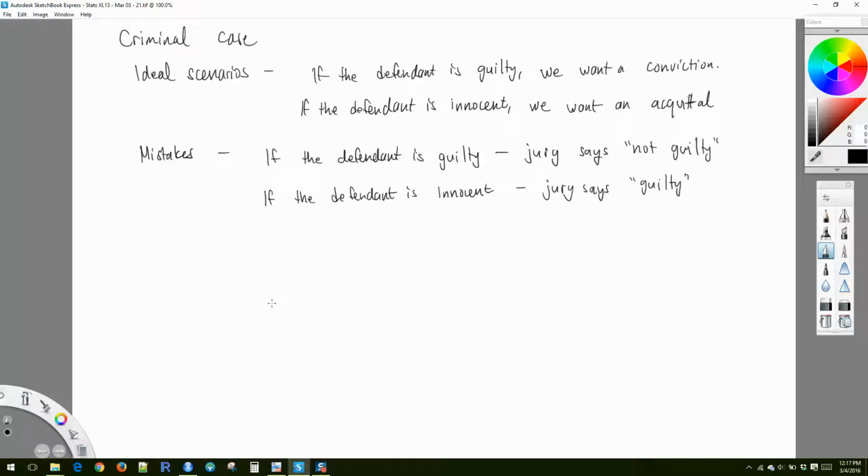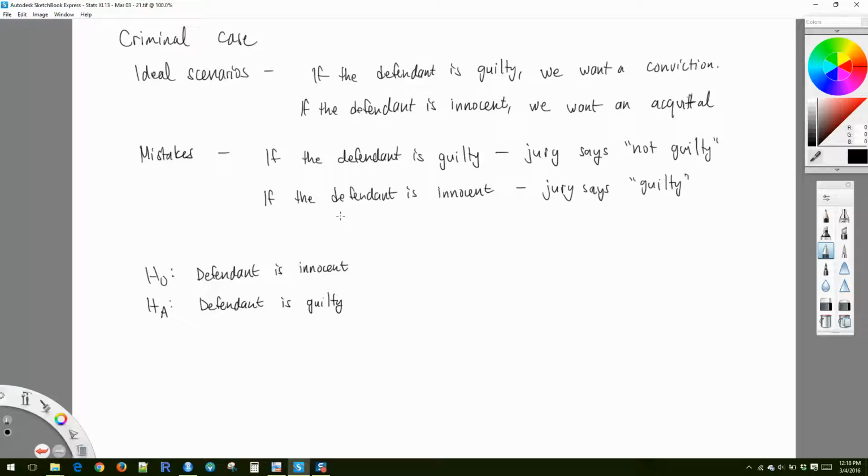So because we're supposed to operate under the presumption of innocence, is our null hypothesis that the defendant is innocent or that the defendant is guilty? Innocent, okay? So our null hypothesis is going to be that the defendant is innocent, and our alternative will be that the defendant is guilty. Okay, so knowing this, which one of these is a type 1 error and which one is a type 2 error?